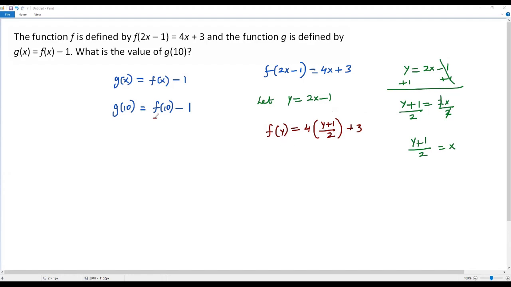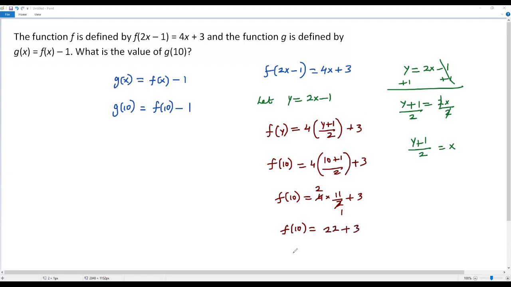Let's get the value of f of 10 now. That is f of 10. I plug in 10 for y over here. The same thing I have to do on the right side. That is, for this y, I have to plug in 10. (10 plus 1) over 2, plus 3. Then we have f of 10 equals 4 times 11 over 2, plus 3. 2 goes into 2 one time, 2 goes into 4 two times. f of 10 equals 2 times 11 is 22, plus 3. f of 10 equals 25.